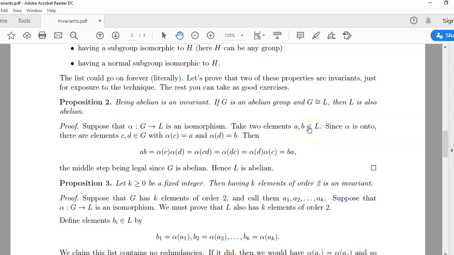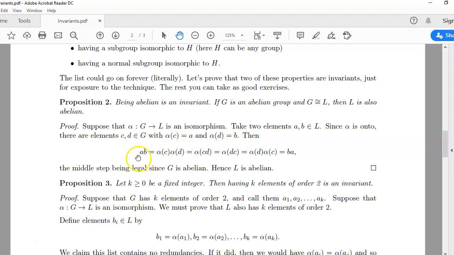Well, A comes from L and alpha is onto. So somebody from G has to hit A, so call it C. So there must be an element C back in G that hits A. Likewise, there must be an element D back in G that hits B once you hit it with alpha. So that's just alpha being surjective. You take A and B, alpha is onto, so there must exist a C and D with alpha C being A and alpha D being B. That's just the definition of being onto.